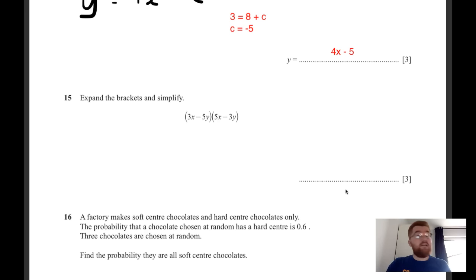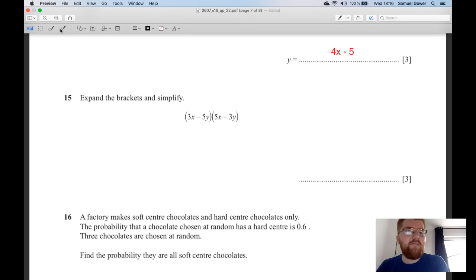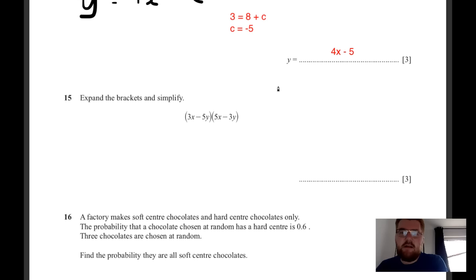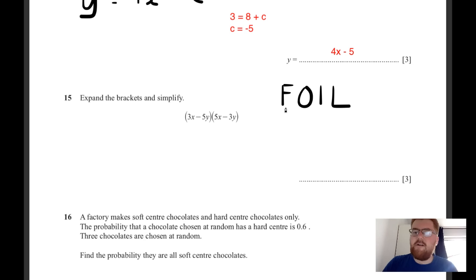Okay, so expand the brackets and simplify. We're going to use FOIL, that's first, outside, inside, last. Many schools teach in different ways: box methods, the eyebrow method, there's all kinds of things. I'm going to do it the most classical way. So first, outside, inside, last, and we make sure we multiply everything.